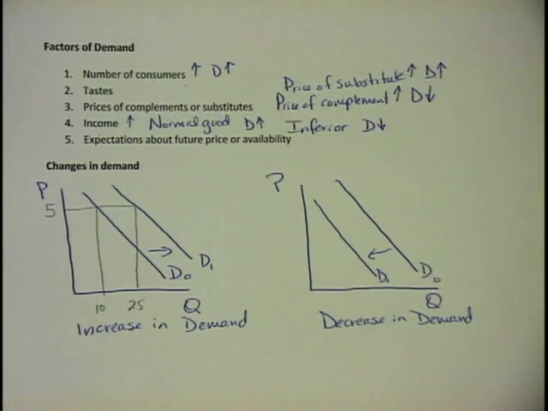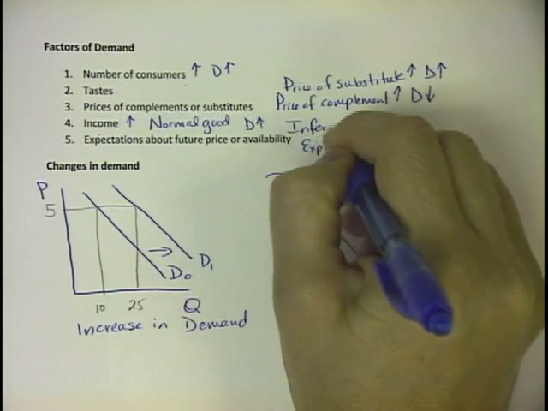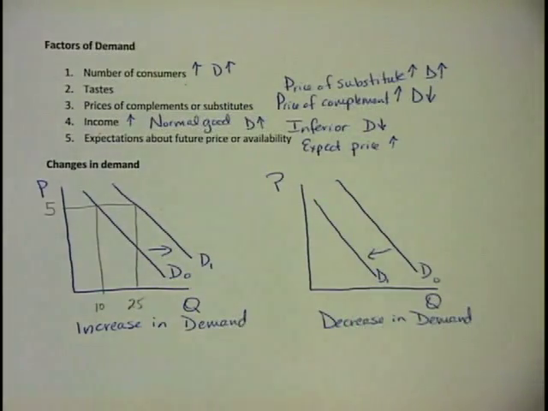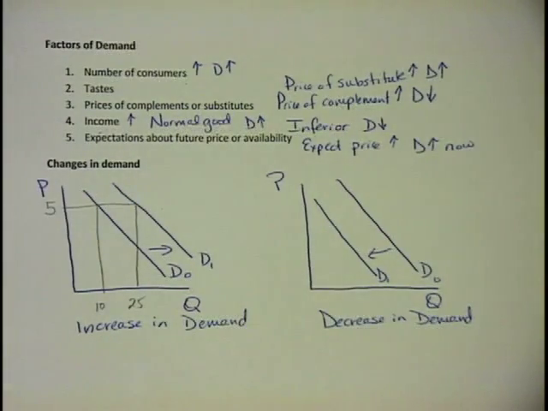Okay? So the last one there is expectations about future price or availability. So if I expect the price to go up, what am I going to do? I'm going to buy more now. So demand would increase now. So if I know that something's on sale this week at the grocery store, I'm going to buy it now before the price goes up, so the demand will increase. If I expect the price to come down, then the demand now would go down as well. If I'm afraid something won't be available in the future, I'll buy it now, so my demand would increase now.